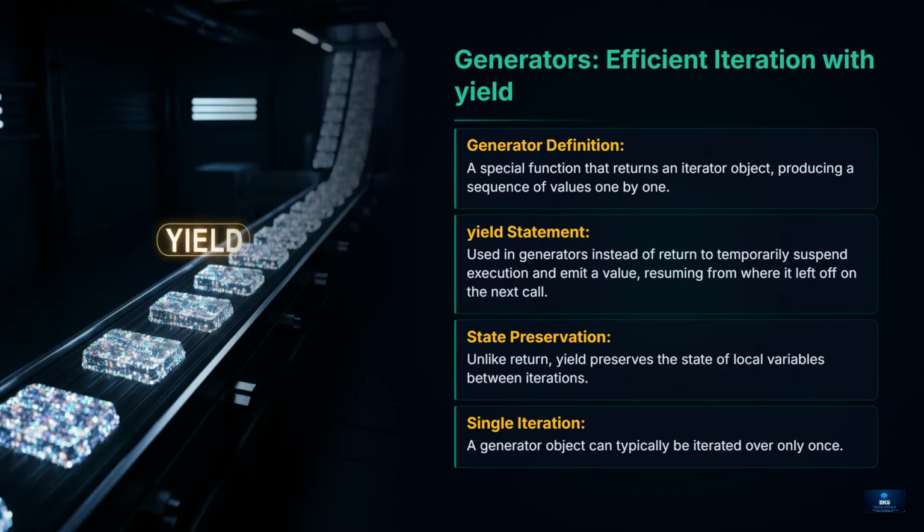Moving on to generators, a powerful feature for memory-efficient iteration. A generator is essentially a function that produces a sequence of values one at a time, using the yield statement. Unlike return, yield doesn't terminate the function. It pauses execution, returns a value, and then resumes from where it left off on the next call, preserving its state. This makes them ideal for processing large datasets without consuming excessive memory. You can use them with next or in a for loop.